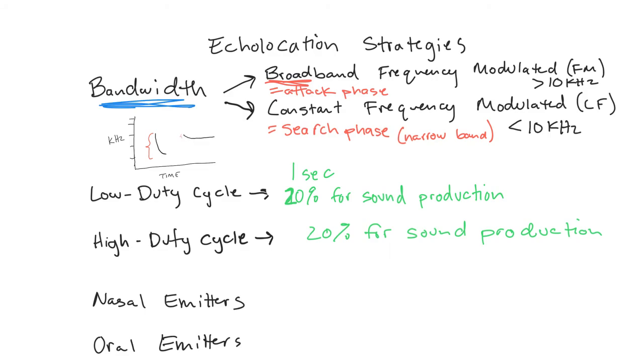The high duty cycle is greater than 20%. The low duty cycle is less than 20%. Might be more helpful just to write in less than or greater than. And what they do, high duty cycle. So these are different organisms. So you either are a low duty cycle bat or a high duty cycle bat, but not both. So within the same species, they can't be both.